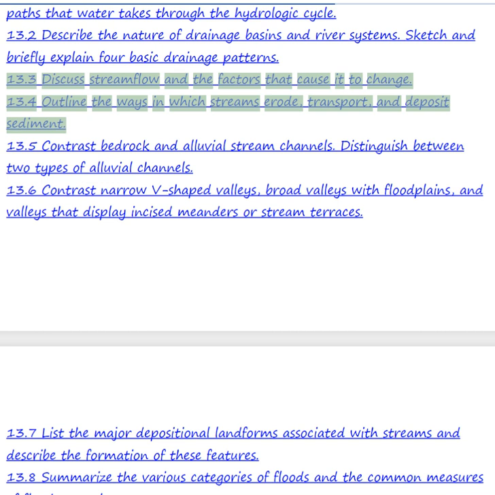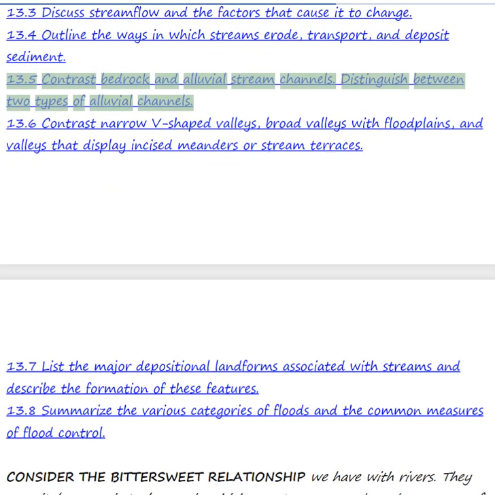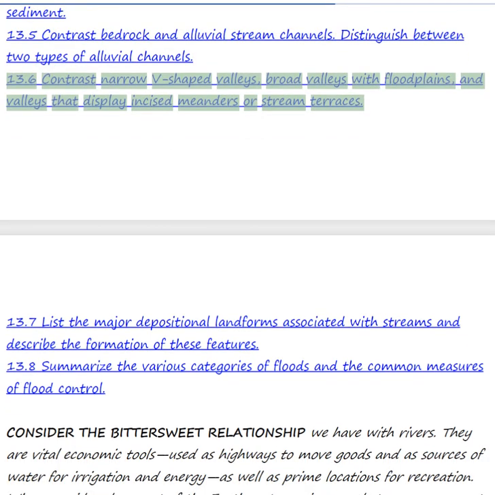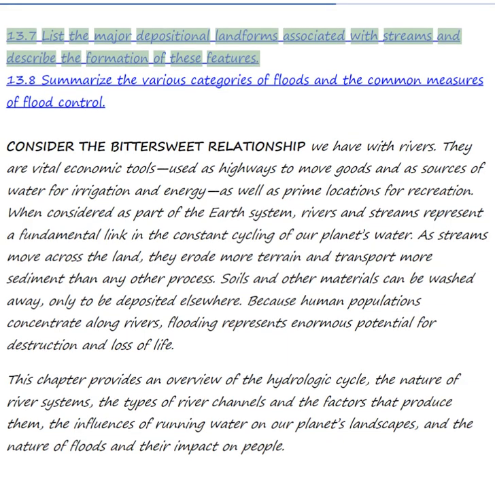13.3 Discuss streamflow and the factors that cause it to change. 13.4 Outline the ways in which streams erode, transport, and deposit sediment. 13.5 Contrast bedrock and alluvial stream channels. Distinguish between 2 types of alluvial channels. 13.6 Contrast narrow V-shaped valleys, broad valleys with floodplains, and valleys that display incised meanders or stream terraces. 13.7 List the major depositional landforms associated with streams and describe the formation of these features.